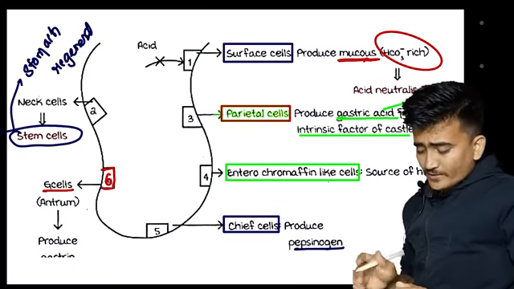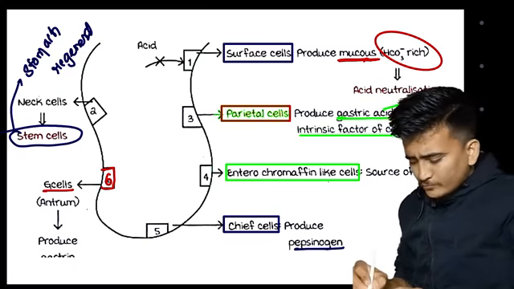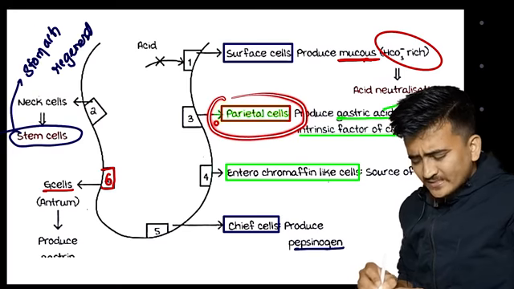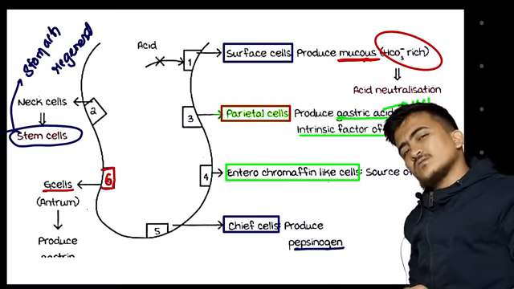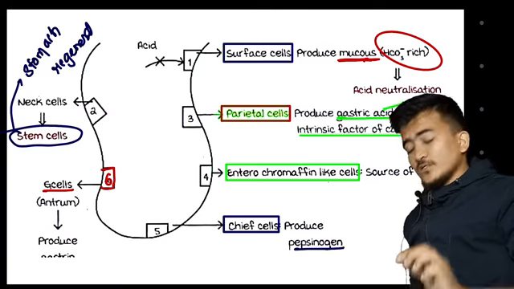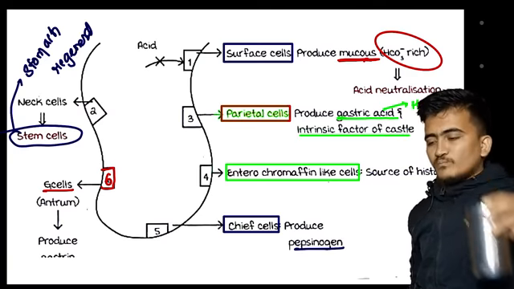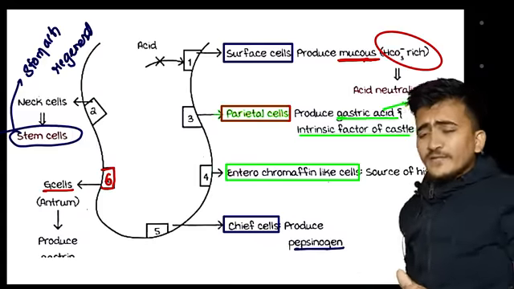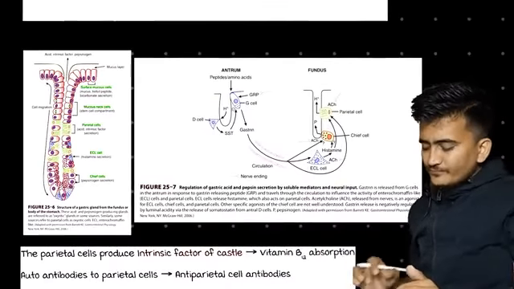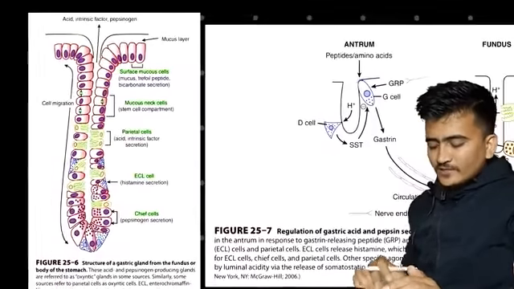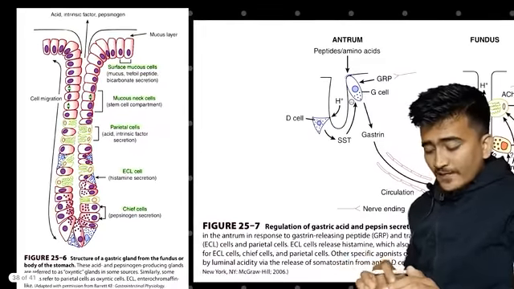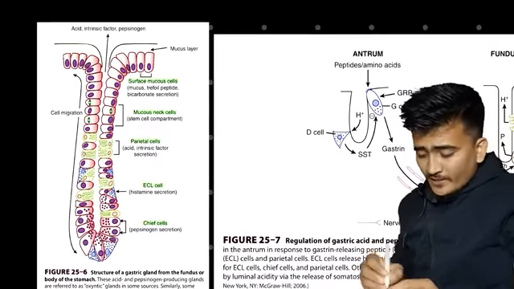Now what we have to do is look in detail at our parietal cells, because they are producing what? HCl, right? Gastric acid. Now, talking about parietal cells, let us look at the diagram mentioned in our guidelines. Right now, what can we see?